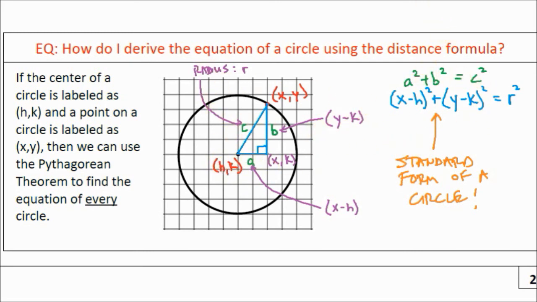So right below here, let's just go ahead and label that. The center, just like we had in our answer over here, is going to be found at h comma k, and the radius is known by the value of r. So this is how we can derive the standard form of a circle using the distance formula. And that is the end of section 2.